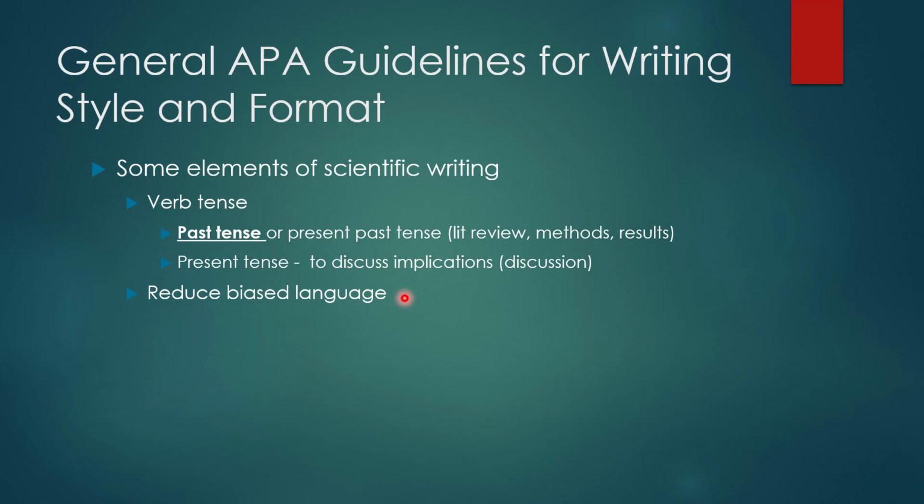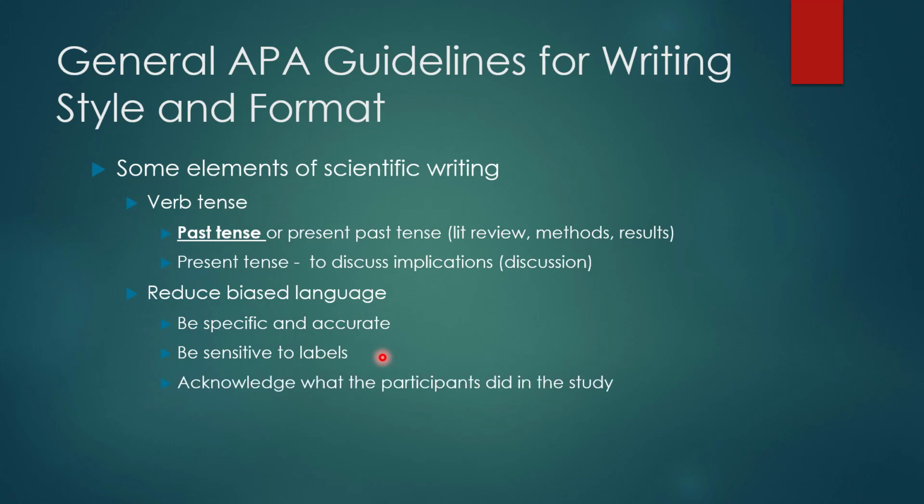You want to reduce your biased language. So the APA manual goes into this a lot, especially in the 7th edition. So be specific and accurate. We'll have a couple examples in the lab, but you'll understand a little bit more about what this means. Be sensitive to labels. So the APA manual, again, goes into this a lot more in this 7th edition. And then acknowledge what the participants did in the study.